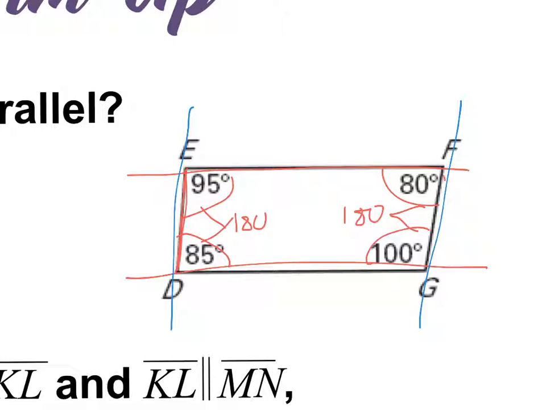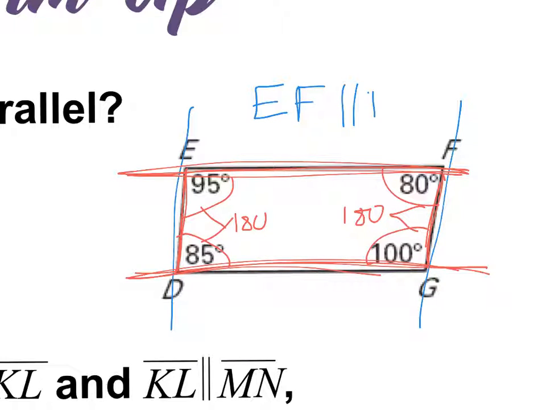So these are same side interior if these two are my parallel lines, and then ED and FG would be the transversals. So ED is parallel to FG. Nope, other way around. EF is parallel to DG. The other way around doesn't work, right? If I took this 95 and the 80 and added them together, is that 180? No. How about 85 and 100? No. Does that make sense?